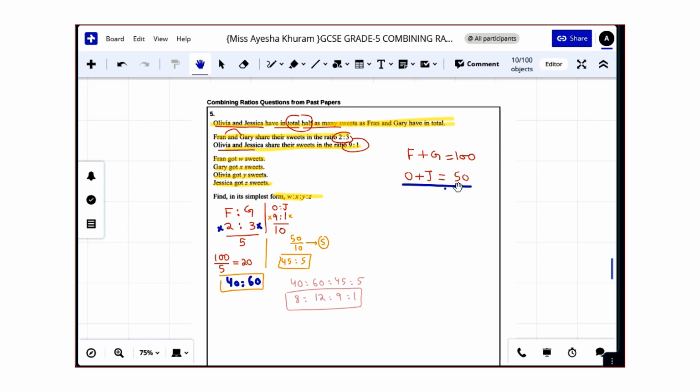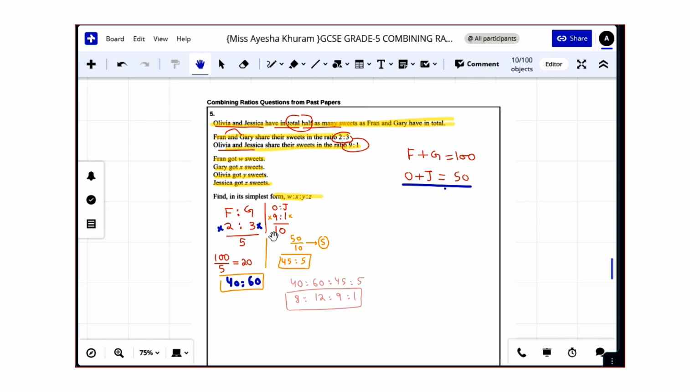Alright. So for Farron and Gray, because the total is 100, I take this 100 and divide it by 5, because 5 is the total. So I got 20. Let's see how much Farron and Gray got. Farron got 2, so 2 times 20 is 40. Gray got 3, so 3 times 20 is 60.